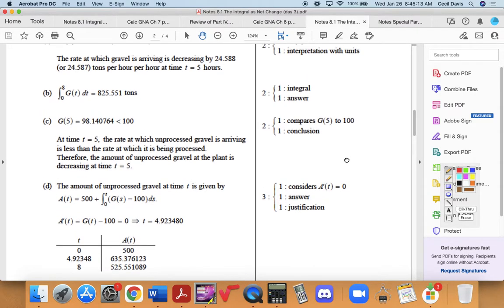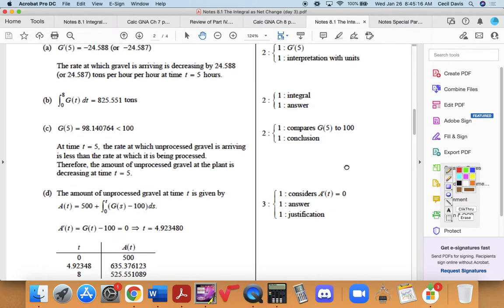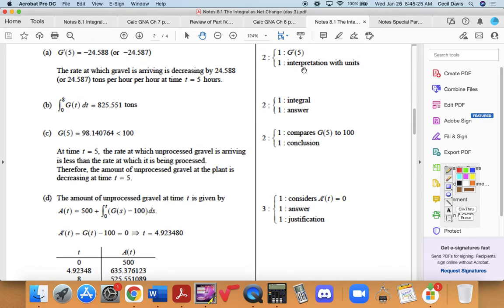Oh, and there are all the answers. And this is the actual rubric that they use to grade this. So if all you were able to do on part A was to give G prime a 5, you got a point. The interpretation with the correct units. So if the units are wrong, you don't get that point. So here we're taking the integral. On part C, I didn't like the way they did that, but that's an acceptable way to do it also.